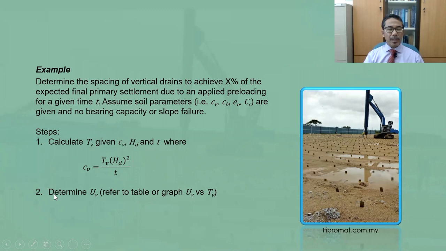Step number two is to determine U sub v, that is the degree of vertical consolidation. Since we have calculated T sub v in step number one, we refer to the table or graph of U sub v versus T sub v as I have shown before. By knowing the value of T sub v, we can obtain the value of U sub v.